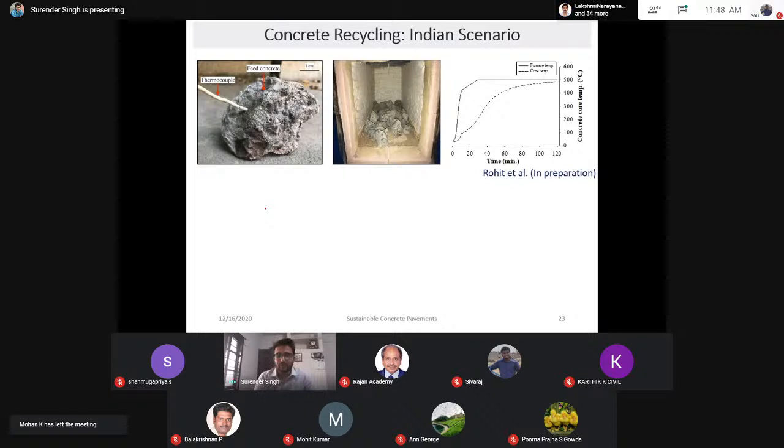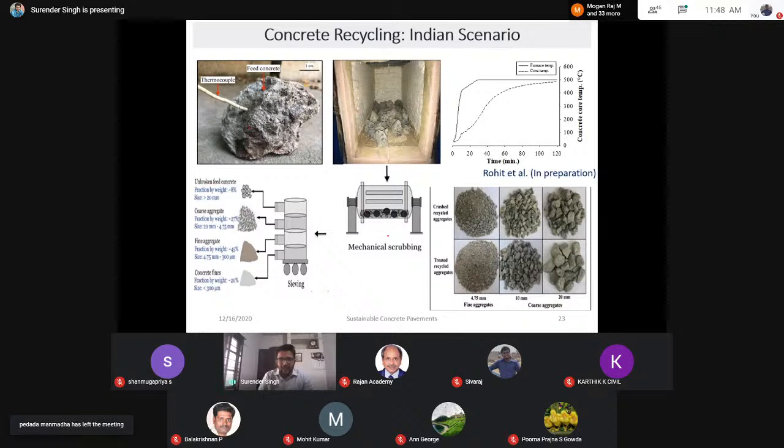When you are heating your concrete at a temperature of around 500 degrees Celsius, what will happen? The cement paste will be weakened. And when it's weakened, you just have to remove it. How can we remove it? We can put it in a mill, put some steel balls, and allow it to rotate. It's like a Los Angeles abrasion machine. You put your aggregates in after heating, add some steel balls, and allow it to rotate. Then you can get clean aggregates out of it.